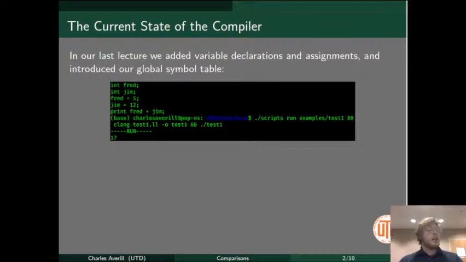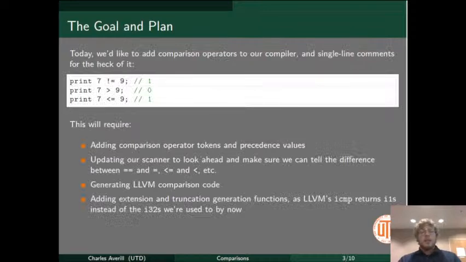The current state of the compiler is that we have global variable declarations, we have assignments, and we have variable instances so that we can use them in binary expressions. This is an example right here. This is what we compiled last lecture. And today we want to add comparison operators to our compiler. And why not add single line comments while we're at it, because might as well.